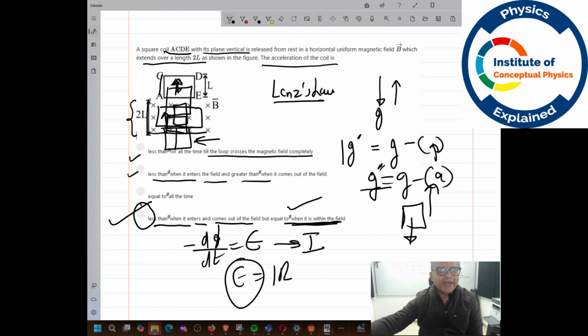So I have just explained the way to solve this. First of all, what entered my mind was Lenz's law and gravity. And of course, Newton's law, because I have to apply the net force acting on the body. So it's a simple question, but you should have been able to envisage that Lenz's law, free fall motion and Newton's law are being referred to. So I hope you like this question.